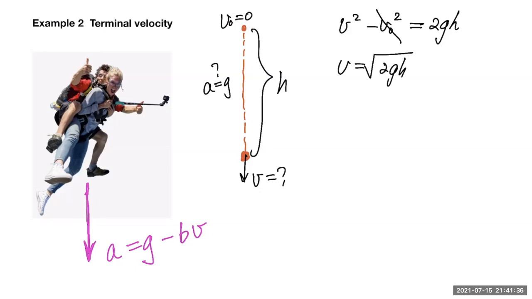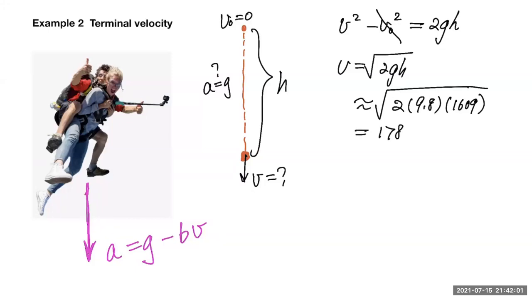And let's look at some reasonable numbers. Let's say h is a mile, 1,609 meters. So let's find the final speed. g is 9.8 meters per second squared, h is 1,609 meters. That's a mile. And if you do the algebra, you'll find the speed to be 178 meters per second. Wow, that's a lot.